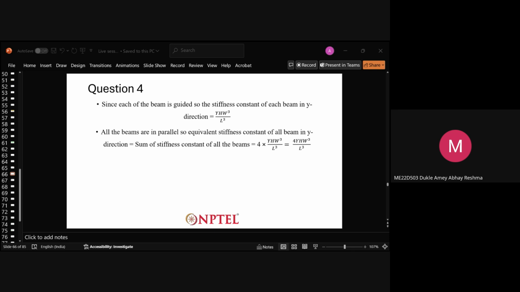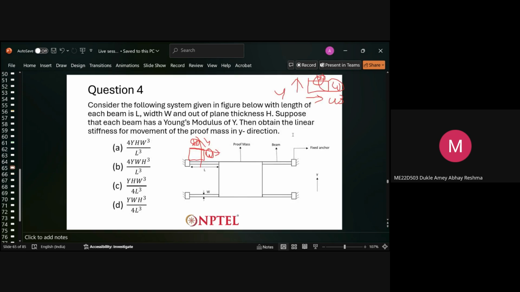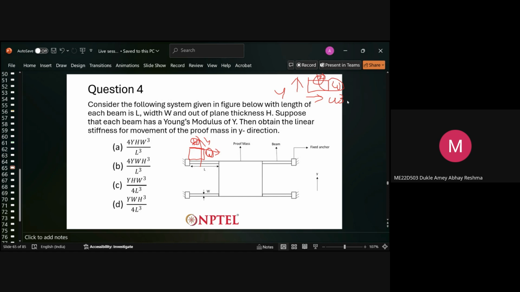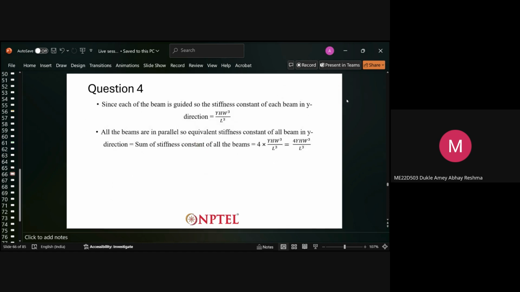As I mentioned earlier, if it is about the y-axis, it will be h into w cube upon L square. That will be the moment of inertia about the y-axis. About the x-axis, it will be w h cube upon L square. Okay. Will you be able to understand it?